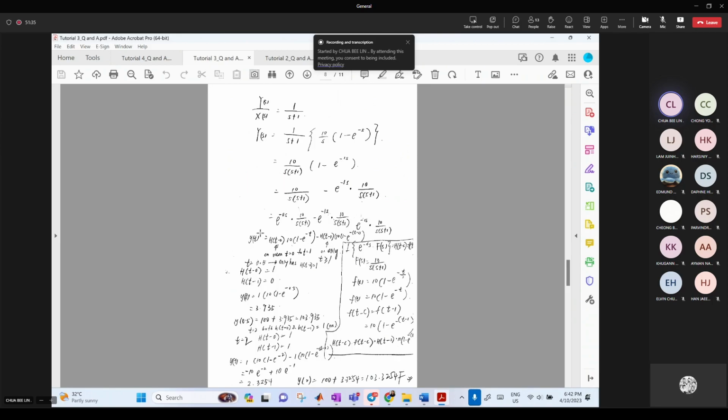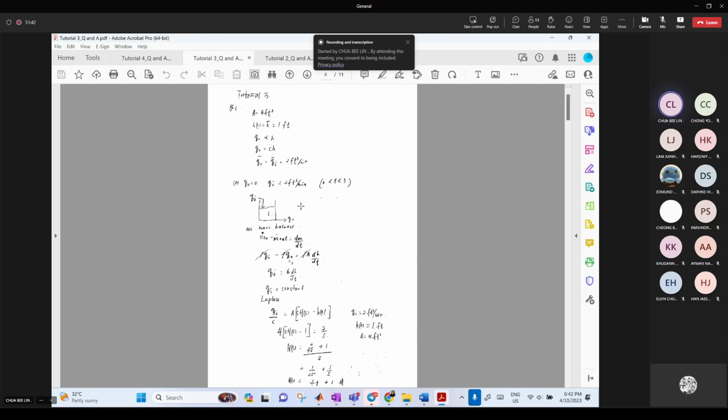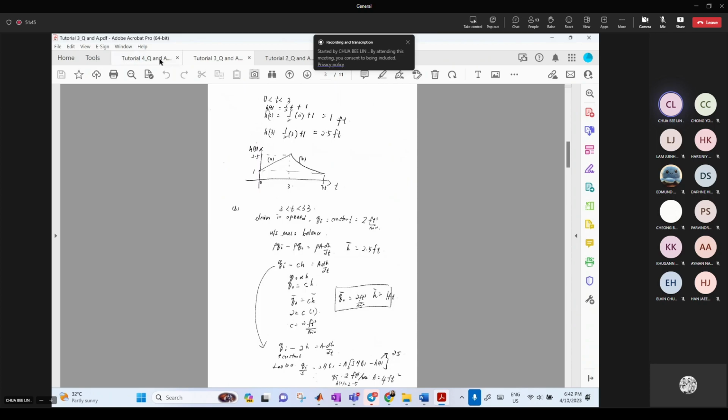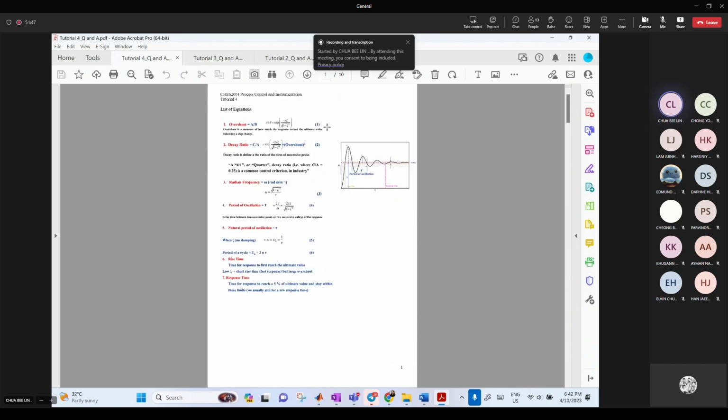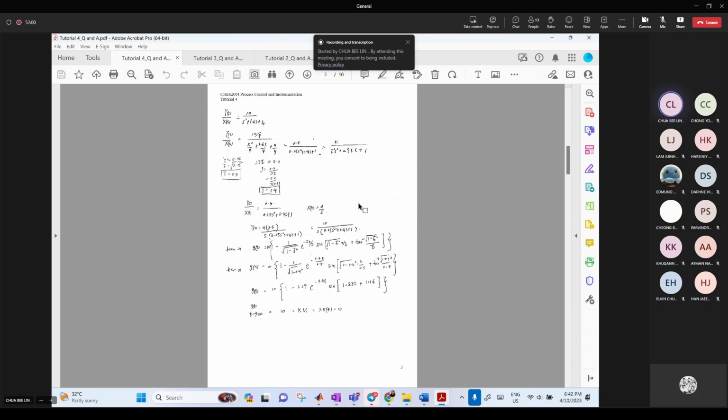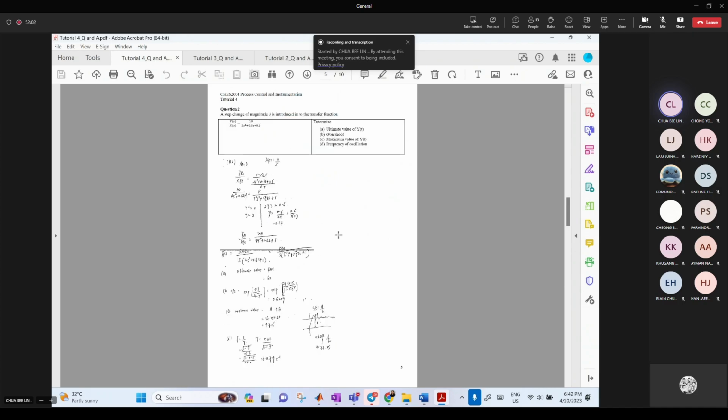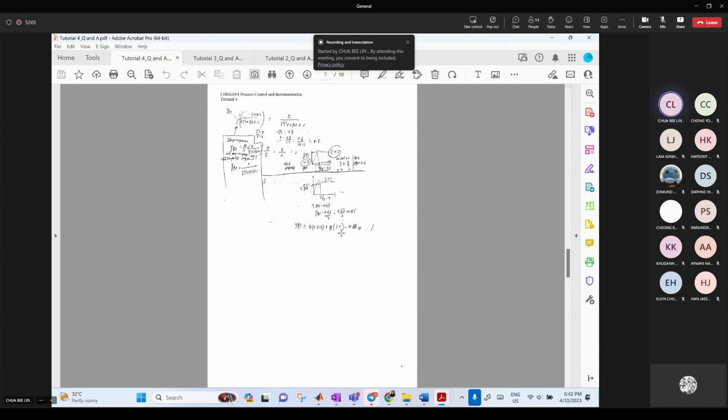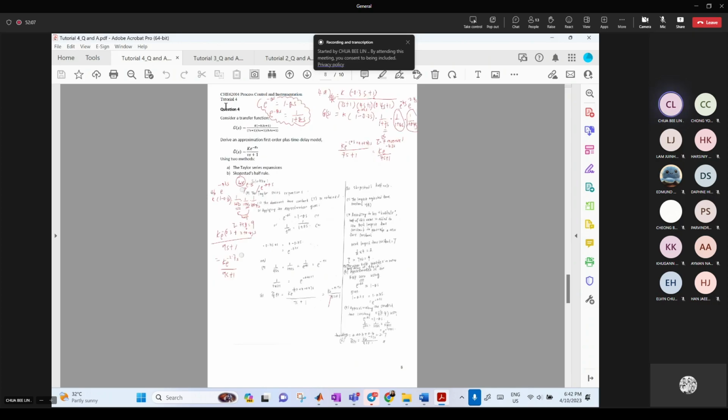And for Q3, Heaviside is not in your test 1, but it will be in your final. For your test, this is the star question, tutorial 4. Make sure you repeat your tutorial 4. And then one more, I think no more already. Tutorial 1 also you have to repeat. Please try to do. And this is tutorial 4, right? So this is also the star question.